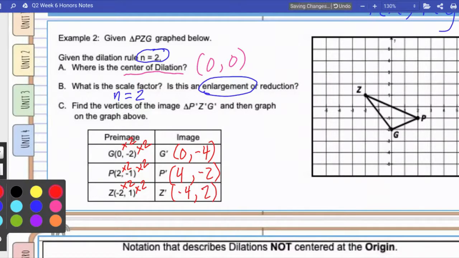So come over here, let's graph this. 0, negative 4 is my G prime. 4, negative 2 is my P prime. And my Z prime is negative 4, positive 2. My center of dilation again was at the origin. Can you see how these points expanded away from the center of dilation, but they're still collinear with the original pre-image points?